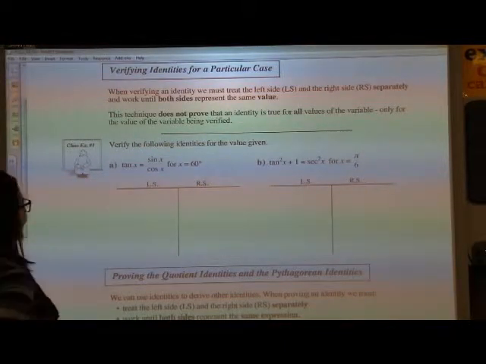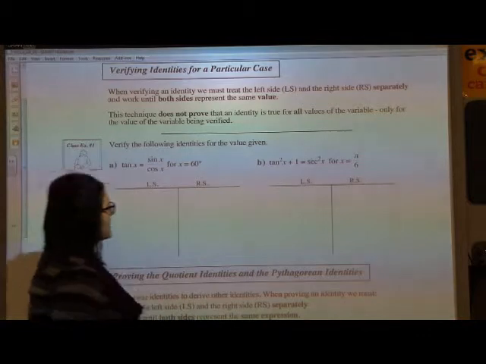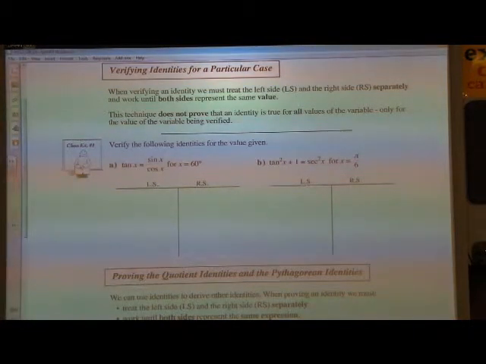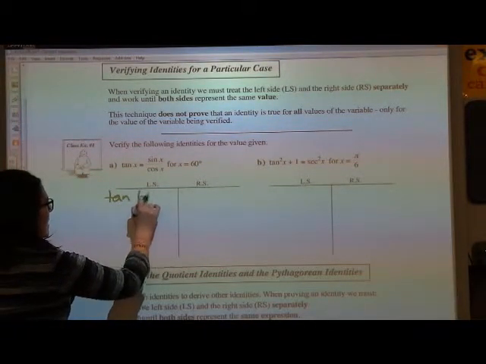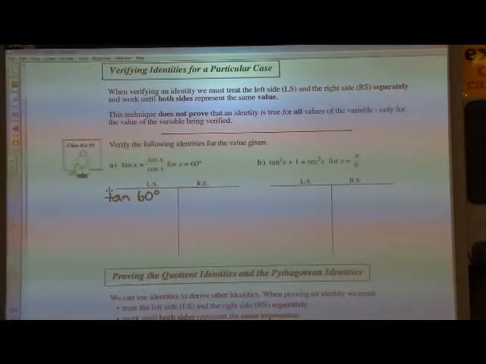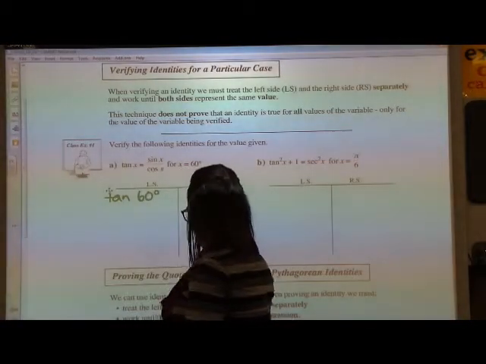So if I look at class example number 1, tan x equals sine x over cos x. If x is equal to 60 degrees, and we go to prove this, on the left-hand side, I would type in tan 60. Tell me what is the exact value of tan 60. And also tell me, how do I get that exact value?